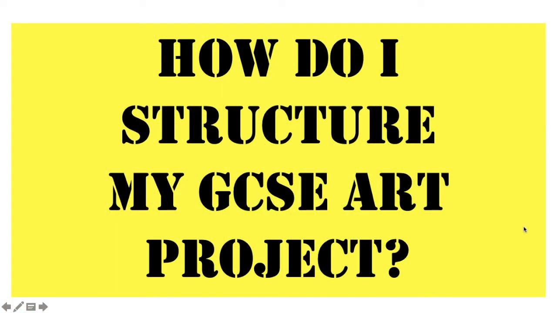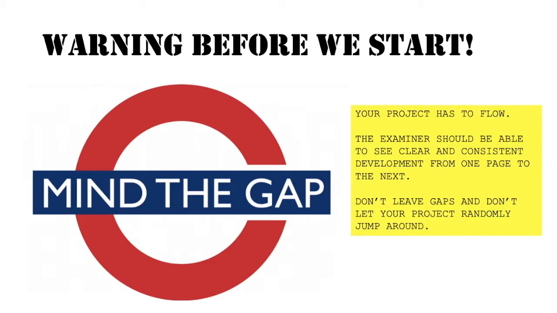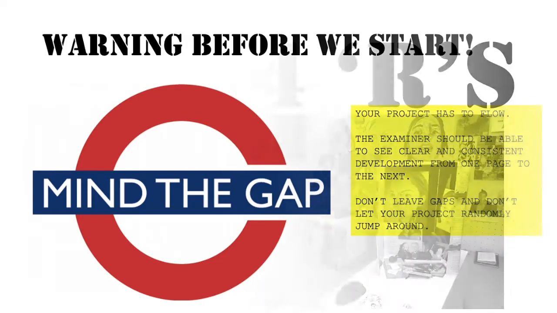This video is going to show you how you structure a GCSE art project. Just before we get started, I want you to think of one really important thing: mind the gap. Your project has to flow. The examiner should be able to see clear and consistent development from one page to the next. Don't leave gaps and don't let your project randomly jump around.